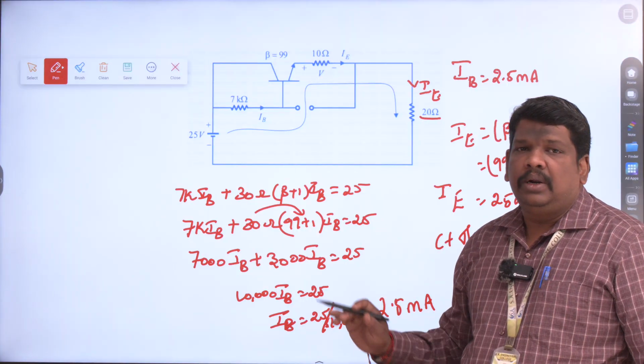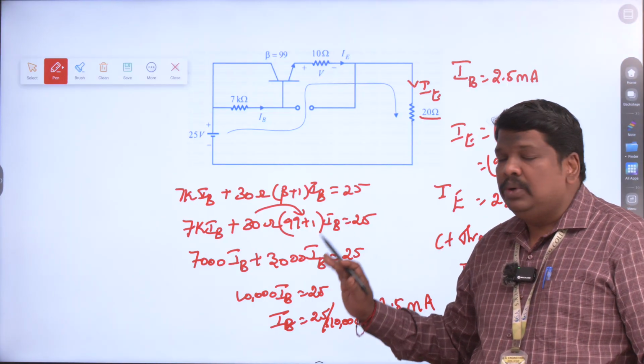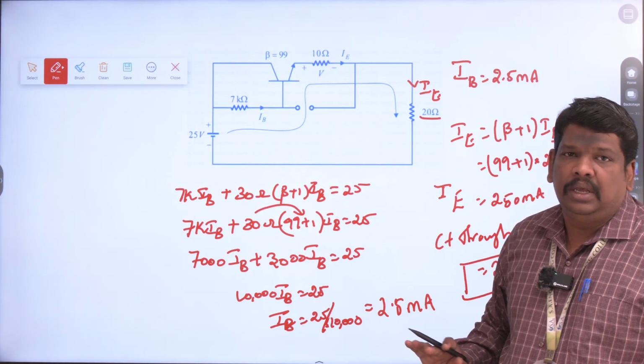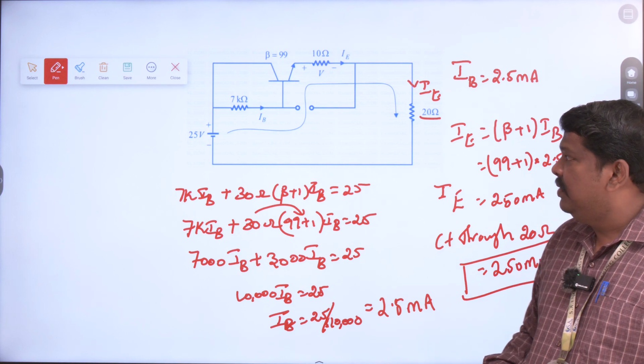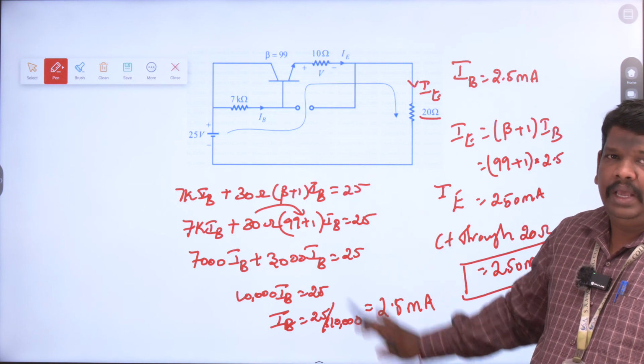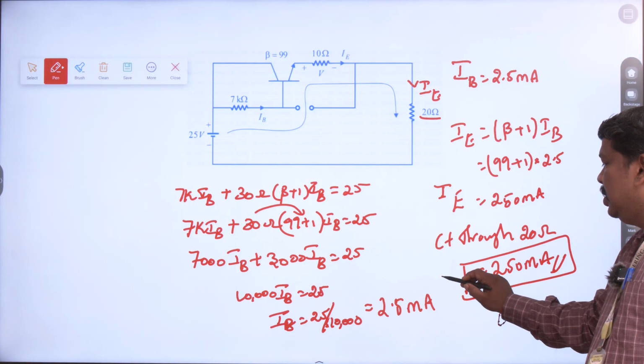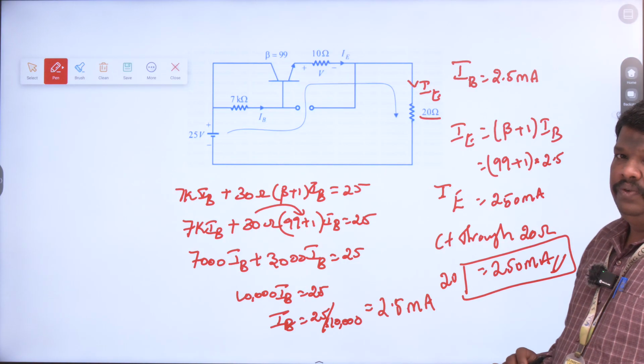In this problem, no options are given, they have only told us to calculate the answer. So the current through the 20 ohm resistor is equal to 250 milliamps.